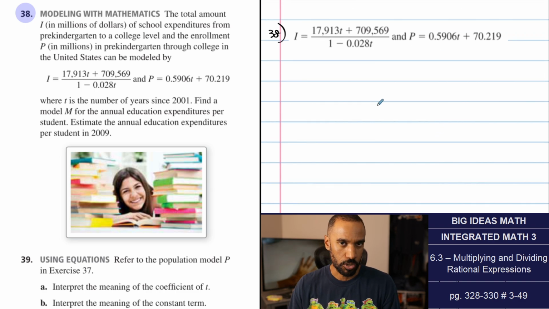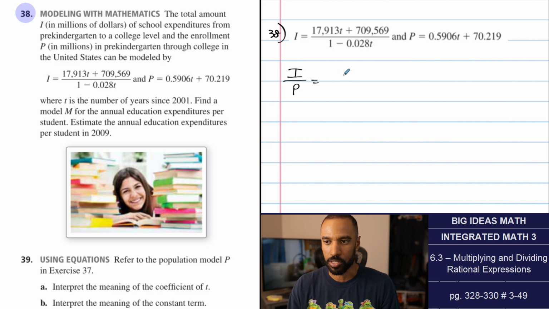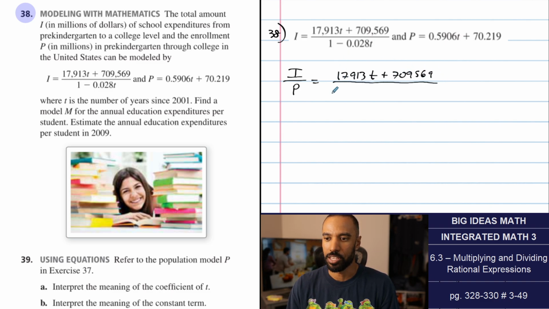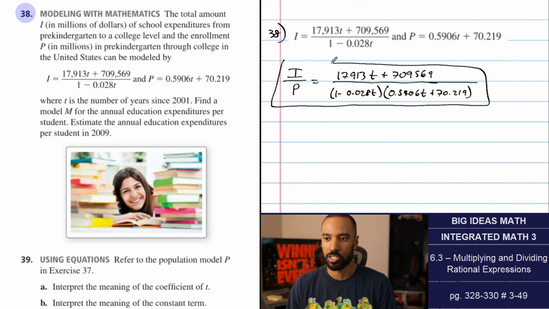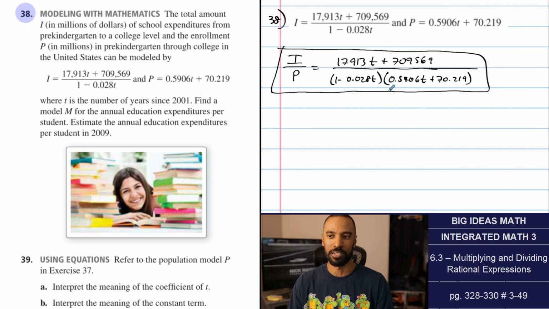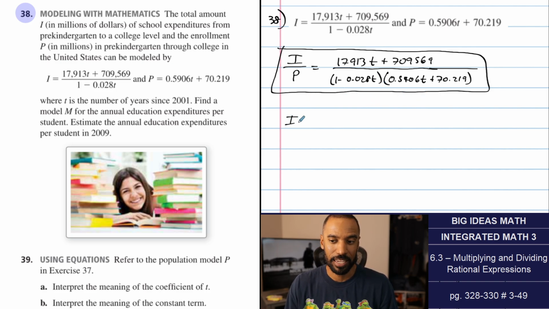2009 is 8 years after 2001, so we're going to do T equals 8 there. So our I over P in this case will look the same, just different numbers. 17,913 T plus 709,569 all divided by, and we have this quantity that's going to multiply by this other quantity here because dividing by the set is multiplying by its 1 over counterpart. Like this and that. Okay, so that's the model. Now we got to substitute 8, and 8 isn't as easy to substitute as 10. See, 10 would have just been an easy decimal shift.